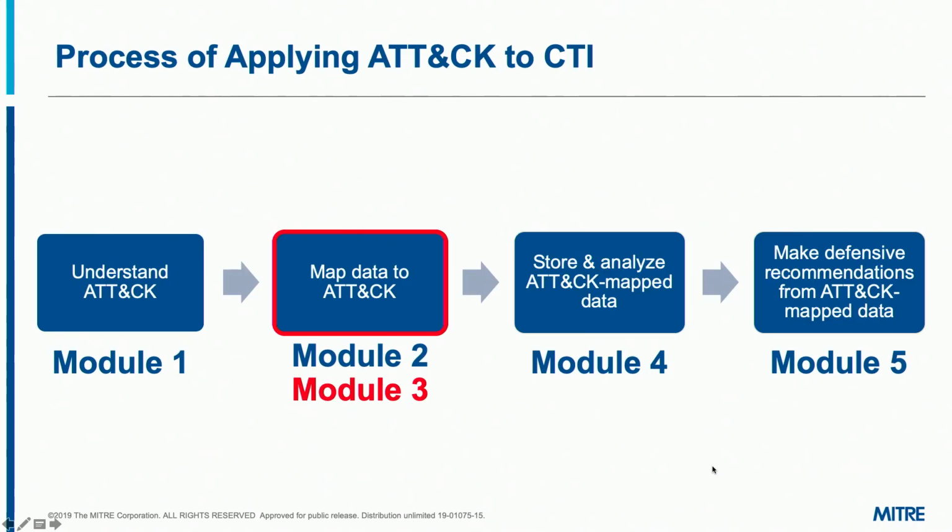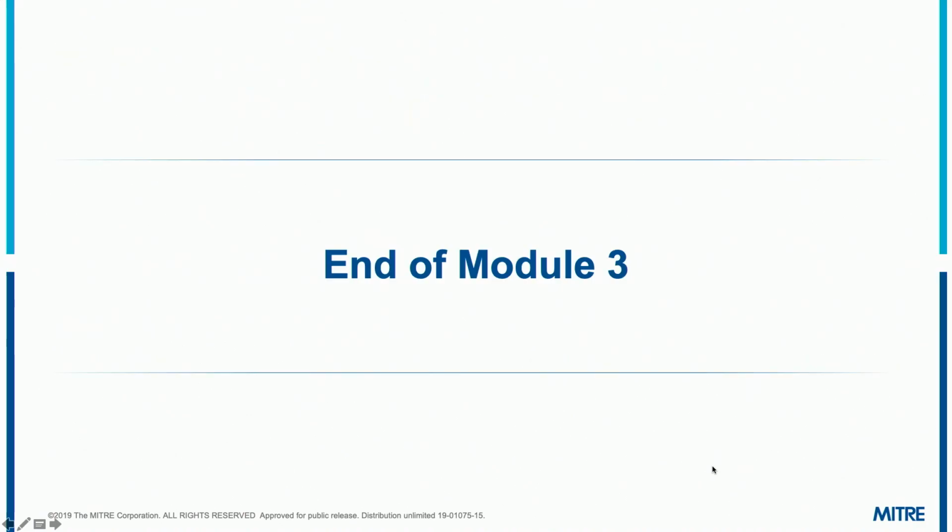In this module, I've taught you how to take the process that Katie taught in Module 2 for turning finished reporting into ATT&CK and applying that to raw data. I've also given you some tips for what you can do as you turn that raw data and ATT&CK techniques into finished reporting. In Module 4, Katie's going to teach you how you can store and analyze that ATT&CK mapped data in order to make it actionable. This is the end of Module 3.